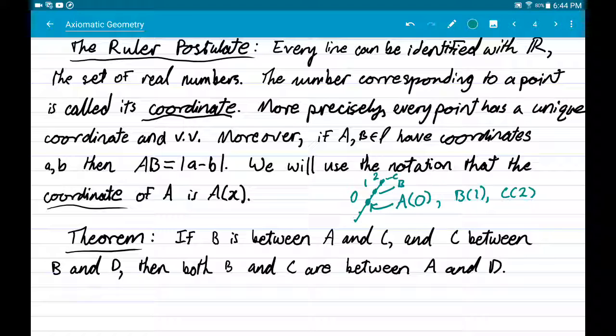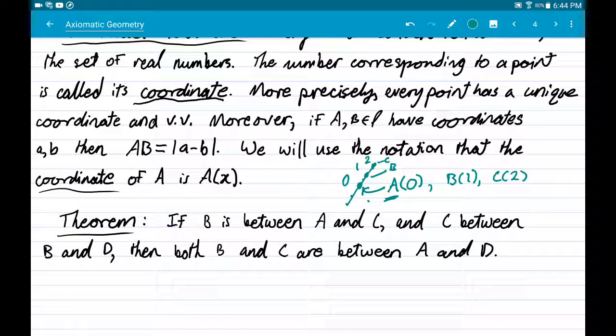We will also define the notion of a coordinate. What this means is every point gets paired up with a real number, right? So the point A perhaps gets assigned to the real number 0. So if this is our line L, every point can be associated with a real number, and so I can put 0 here where A is, and 1 where B is, and so on, and we call these the coordinates. So A has coordinate 0, B has coordinate 1, C has coordinate 2.